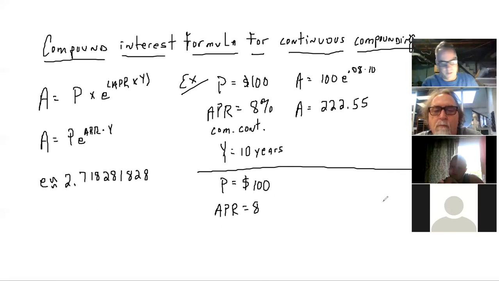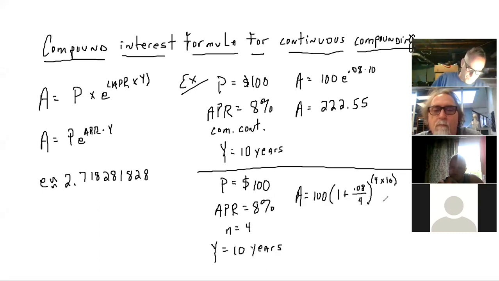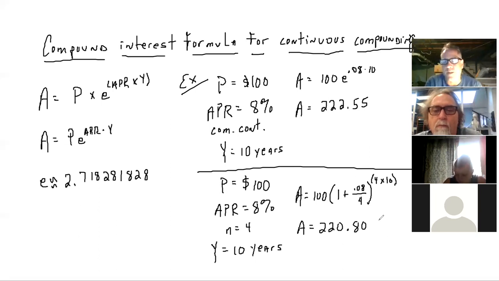All right, so let me pop that into my calculator. I'll have 100 times 1 plus 0.08 divided by 4, close parenthesis, to the power of 40. And I get $220.80. So again, the more times you compound, the more money you make. All right, that was really the point drawn there. Any questions?